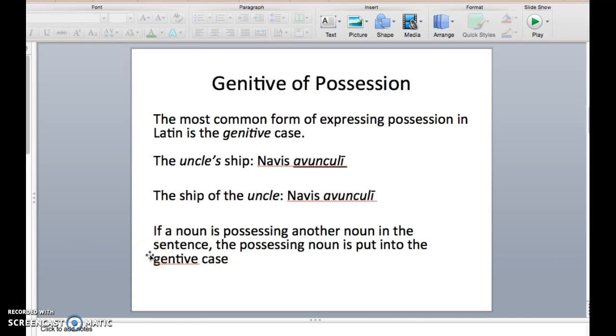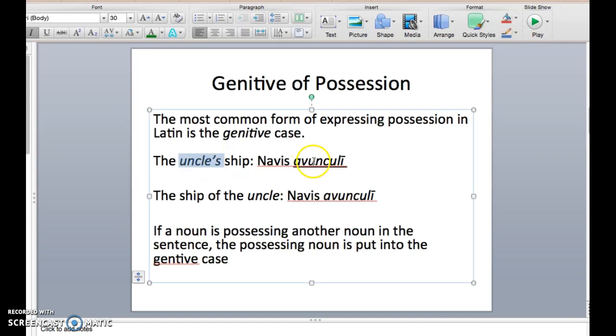It is uncle. Yes, uncle is doing the possessing. It's the ship of the uncle. It's the uncle's ship. So in both those cases, we're going to take the word uncle in Latin, avunculus, and put it into the genitive case, avunculi.